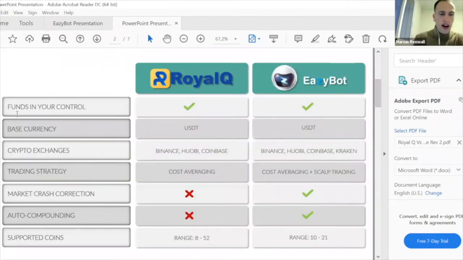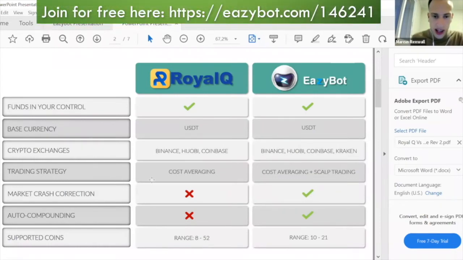So if we look at funds in your control, meaning that the funds are safe and secure in your own account, RollQ and Eazybot are the same. Base currency, USDT. Same. Crypto exchanges, RollQ has Binance, Huobi, and Coinbase. Eazybot has Binance and Coinbase right now, but we'll add Huobi, Kraken, and FTX, and there's more coming as time progresses.